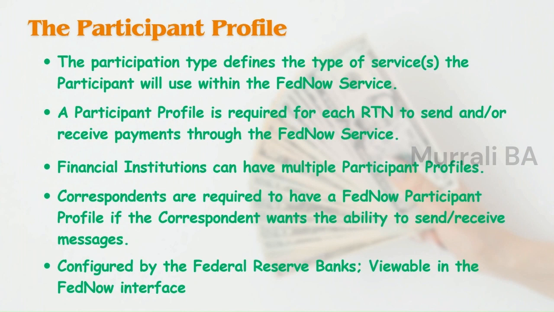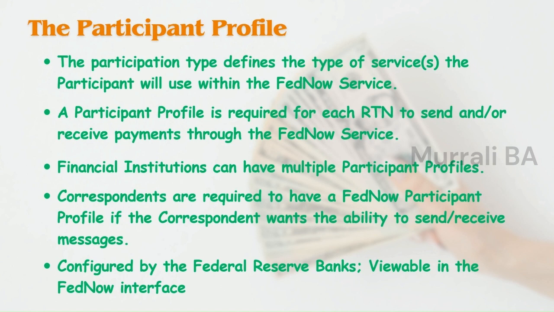Participant profile is basically defined by the participant type that you have chosen. We all know that FedNow is offering three different services: customer credit transfer, send and receive; customer credit transfer, receive only; or liquidity management. Or for correspondence, there will be correspondent services. Whatever type your bank has chosen, the profile will be created according to that. So that's what it says: the participant type defines the type of services the participant will use within the FedNow service.